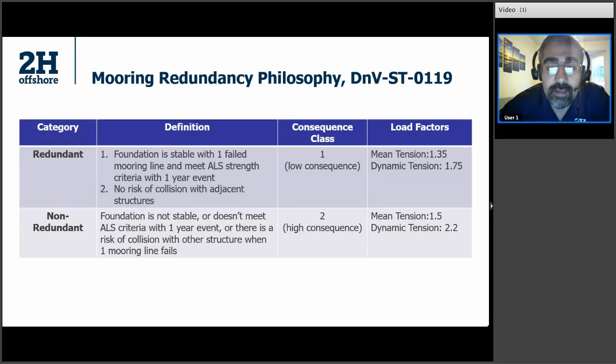So there's a high consequence for non-redundant system. Therefore, safety factors are higher. So you design the mooring lines with higher safety factors. In that case, by design code you don't check any failed mooring conditions anymore, because it is not allowed anymore. So you design the system stronger with the bigger lines, but then you don't worry about the failed mooring conditions anymore.